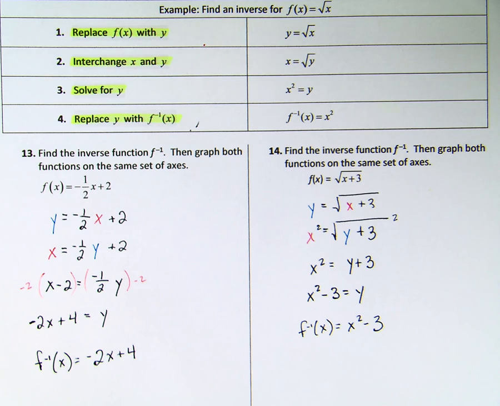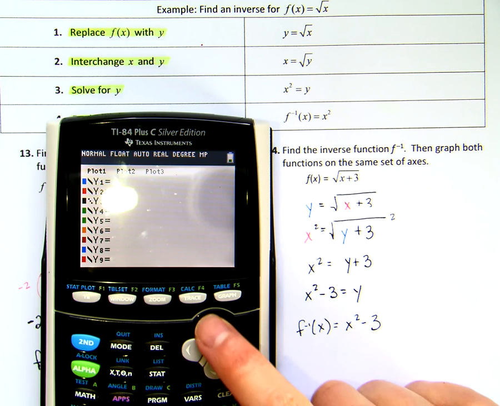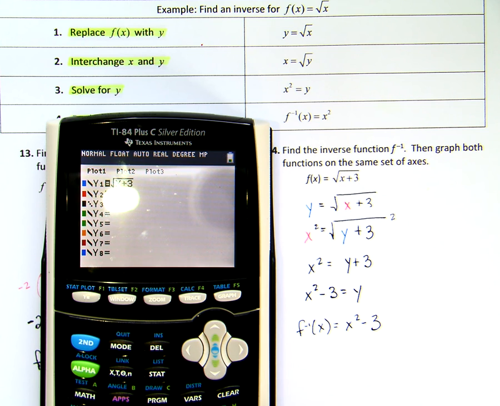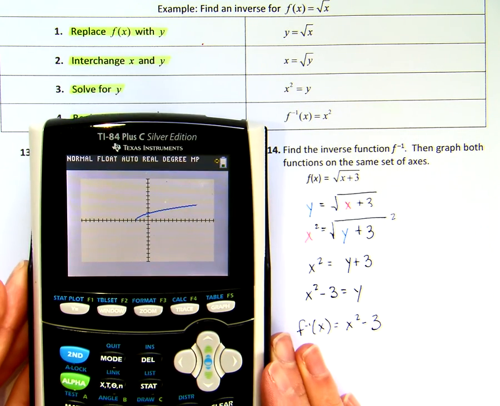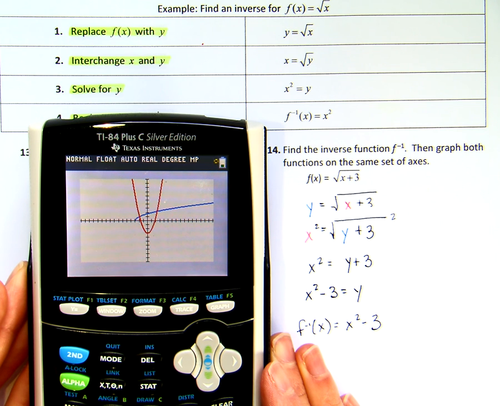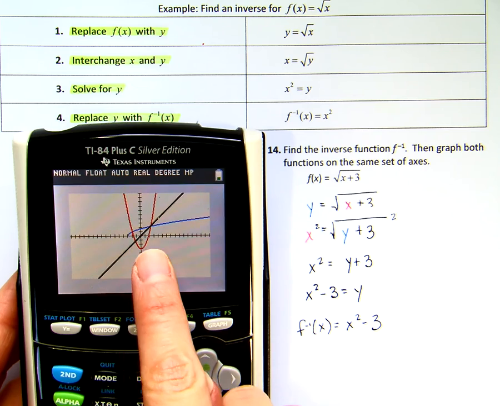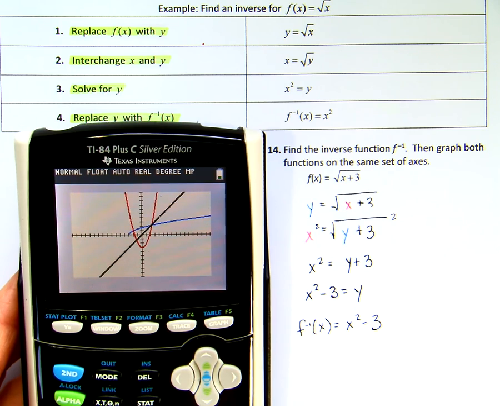So now, looking at our graphs, let's plug these in and see how we did. The function, square root of x plus 3. The inverse, x squared minus 3. And let's look at our graphs. There's the function. And here's the inverse. Now this looks a little bit funny because our inverse has 2 pieces, where our function only had 1. This still works out as an inverse.